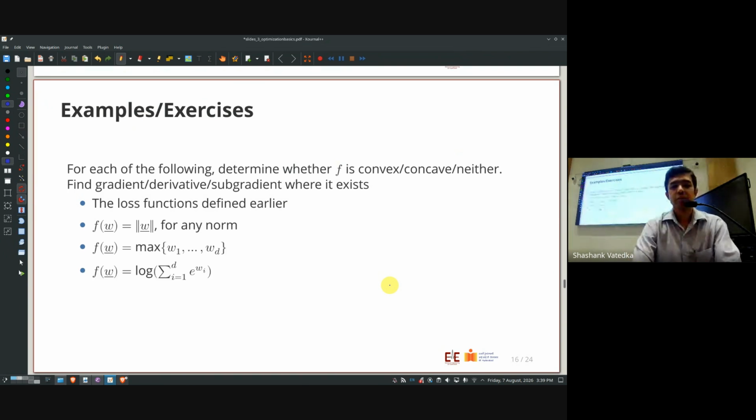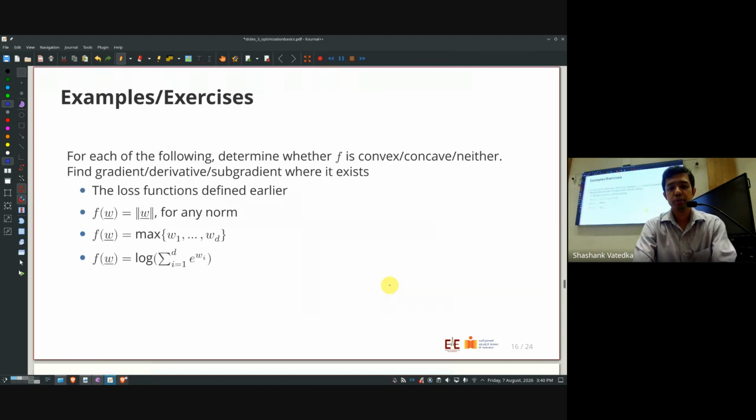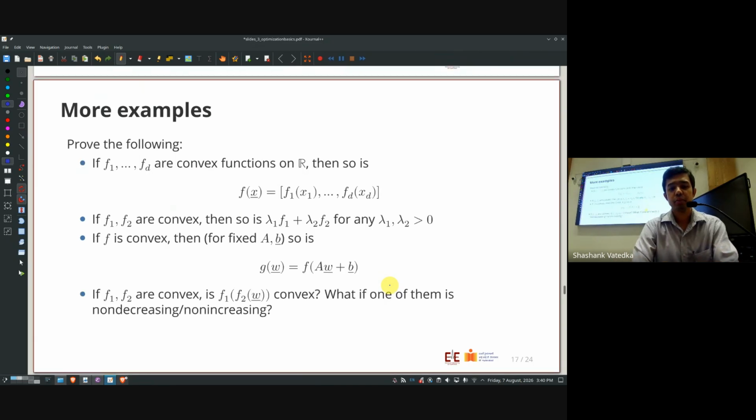Here are a bunch of other examples, and I encourage you to solve each of these. You can expect some of these to even appear in the exam. All right. And you can also prove a bunch of interesting properties for convex functions. So for example, if you have f1, f2 up to fd, which are all convex functions on R, and you apply these component-wise to a vector x, then this function is also convex. Again, it just follows as a straightforward consequence of the definition. Right? And it's easy to verify.